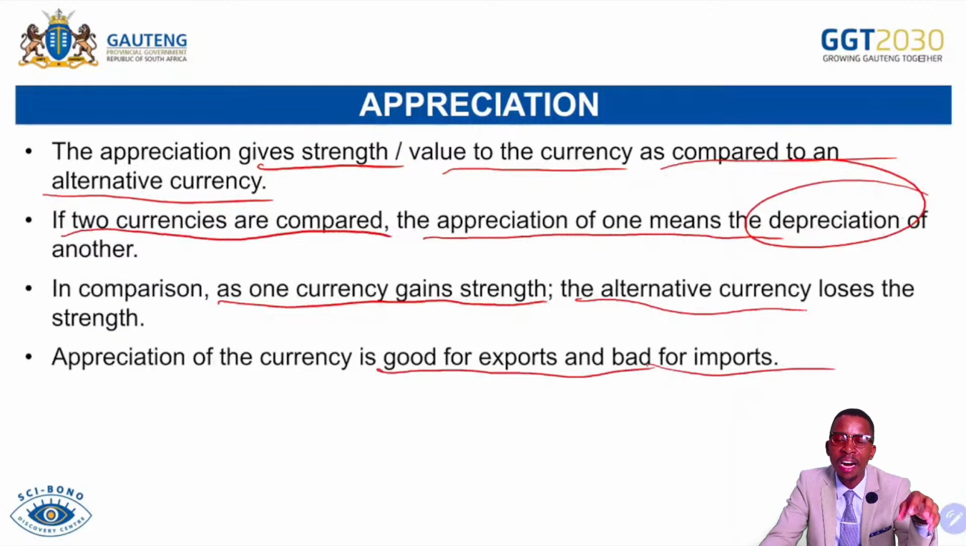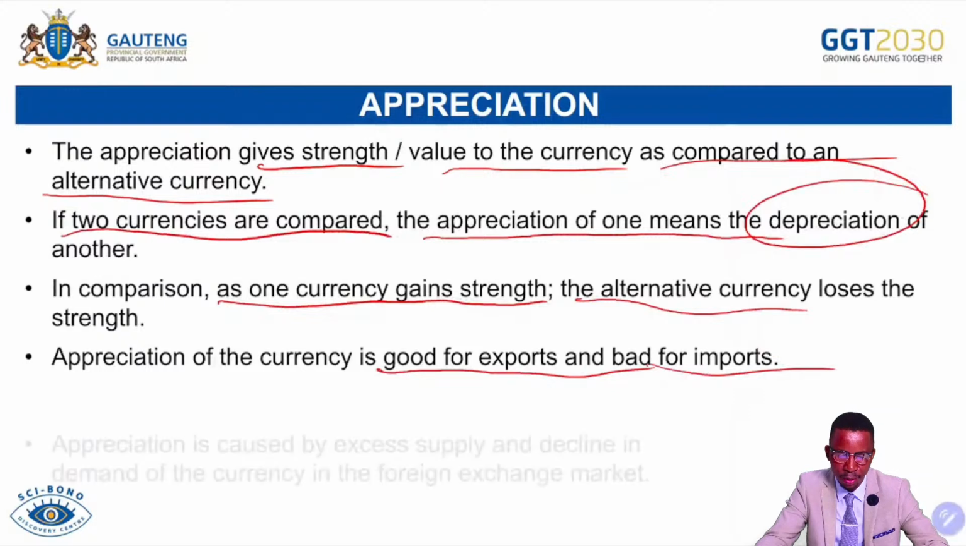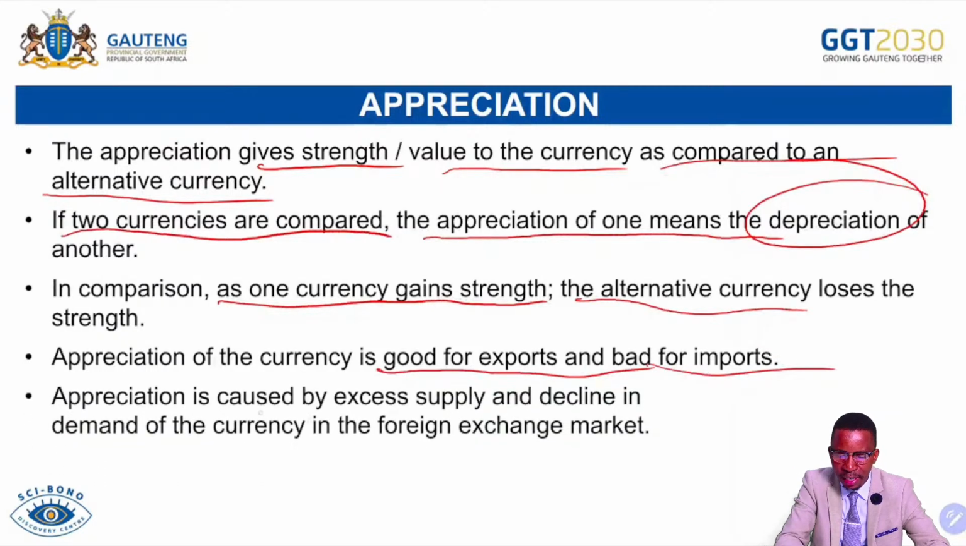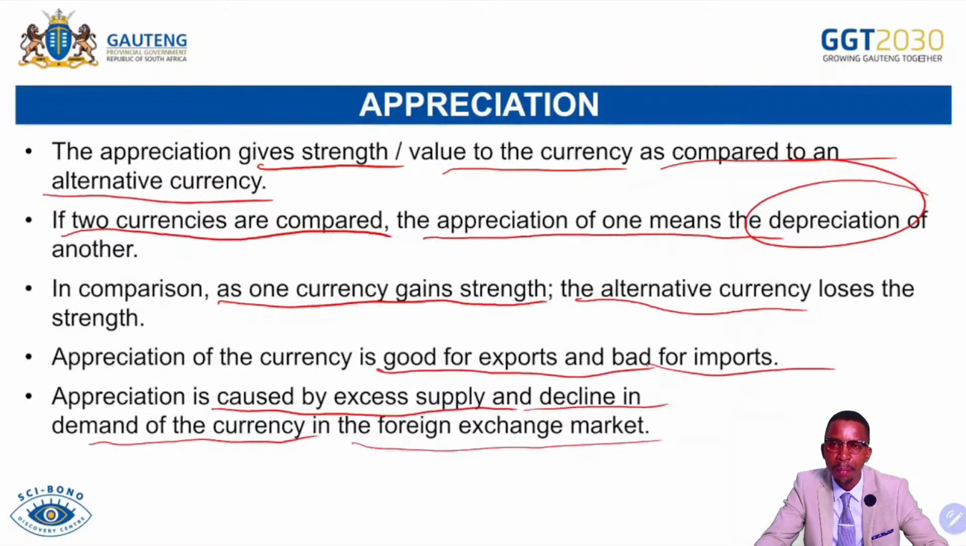However, how does that affect the balance of payments? If the currency appreciates, there must be lower demand for our exports abroad because they become expensive. For that reason, there might be lower demand for exported goods, which will then result in imports increasing faster than exports. Appreciation is caused by excess supply and a decline in the demand for the currency in the foreign exchange market.